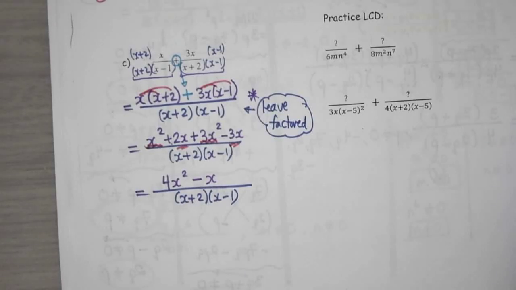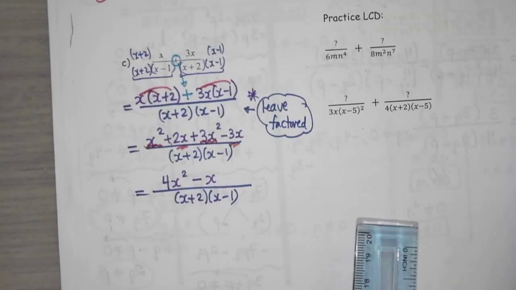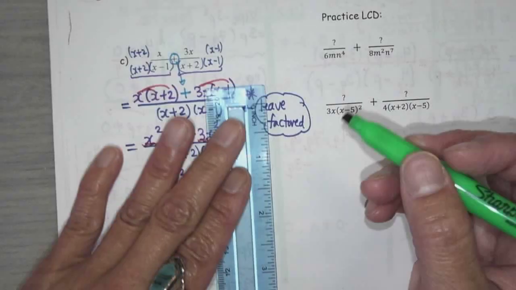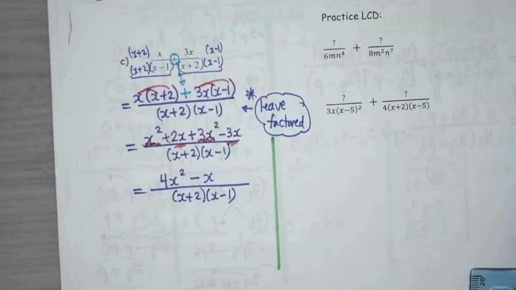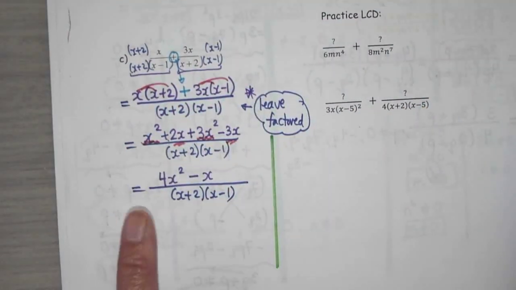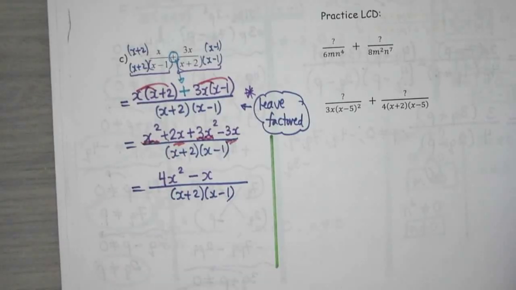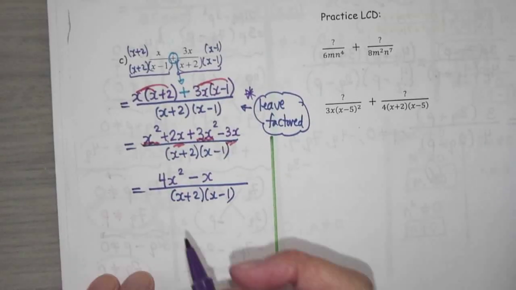Oh, I didn't do my restrictions at the beginning. I got so excited about the lowest common denominator. Did I cancel anything, though? No, so it's okay. I didn't cancel anything, so I can do my restrictions now. Also, can I simplify that anymore? Yeah, what can I do?